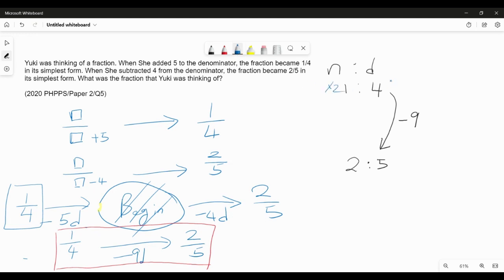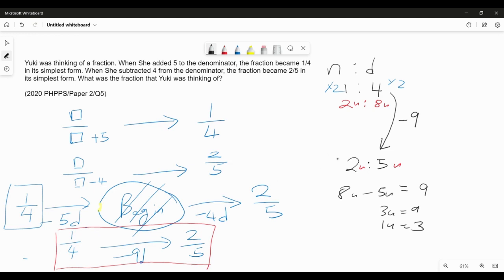Times 2, times 2, and we get the new ratio for the start: 2 is to 8. And it becomes very clear: 2 units to 8 units becomes 2 units to 5 units. So 8 units minus 5 units gives you 9. Three units is 9, so 1 unit is 3.